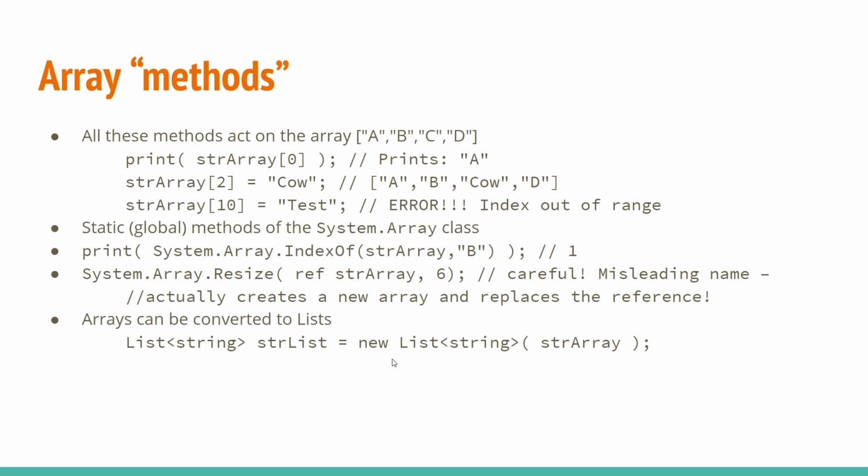Arrays do have some methods, though. Nowhere near as elaborate as what you can do with lists. So imagine you're operating on that array here, A, B, C, and D. You can print a certain one, you can set a certain one. If you try to access something that's out of range, you get an index out of range. There are some system-level ways to manipulate arrays.